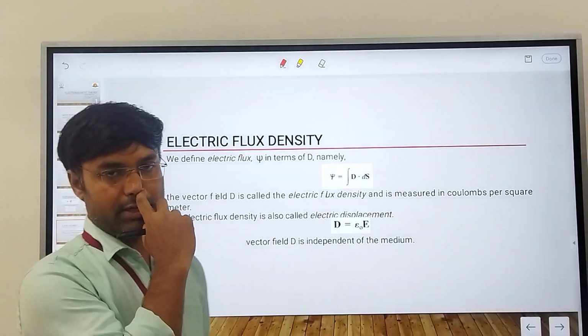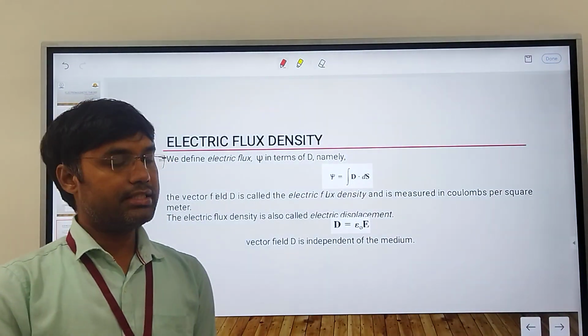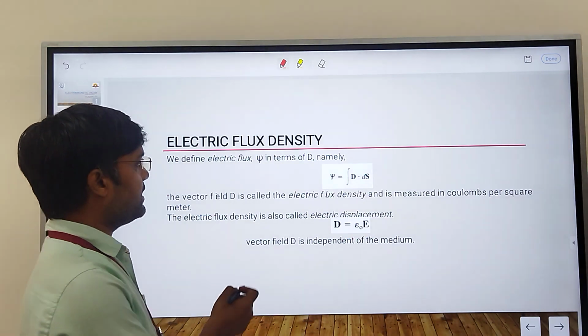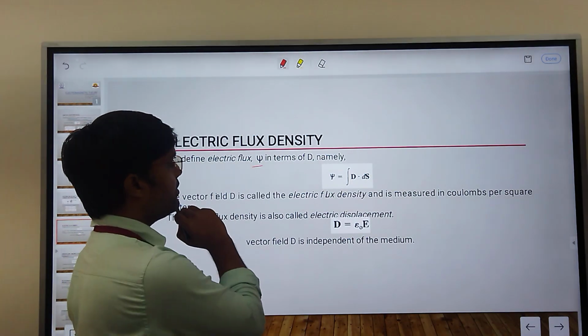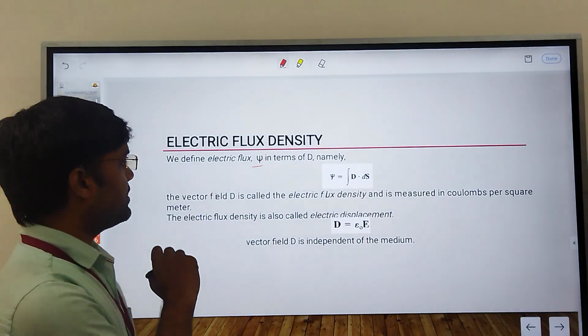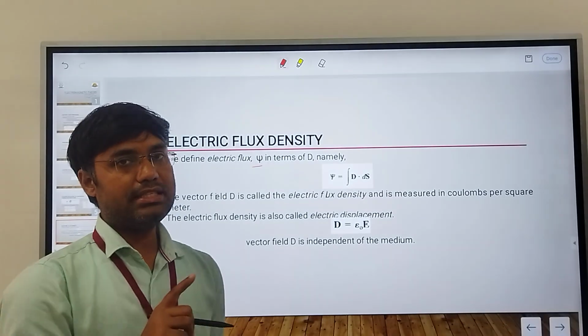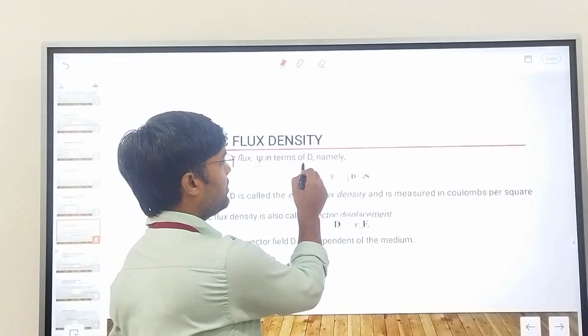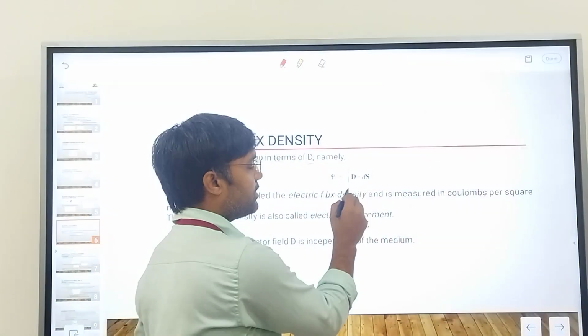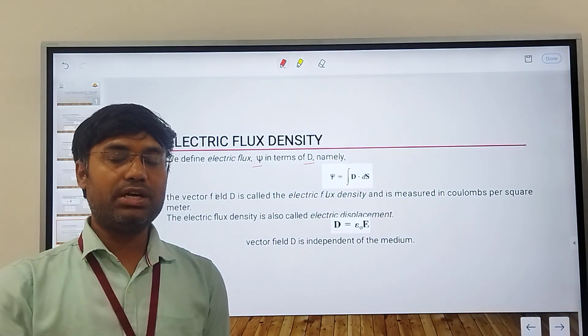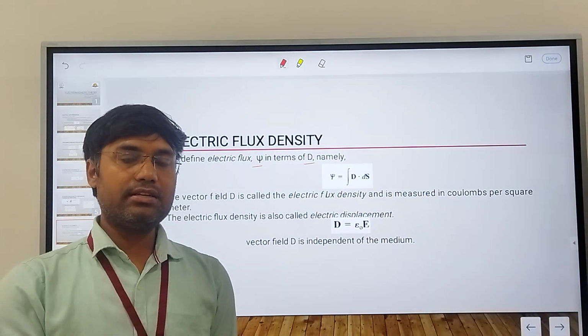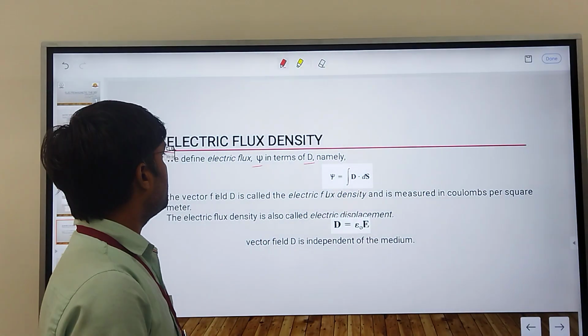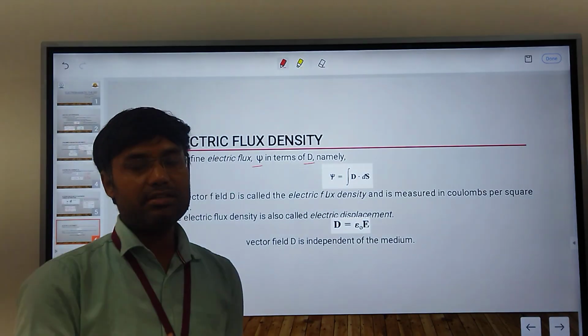Next is electric flux density. Electric flux can be represented by the letter psi, and the flux density can be represented by capital D. If we integrate the electric flux density throughout a surface, we will get the electric flux, that is, how much electric flux is passed through a surface.